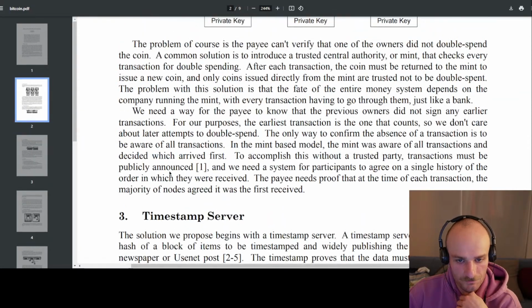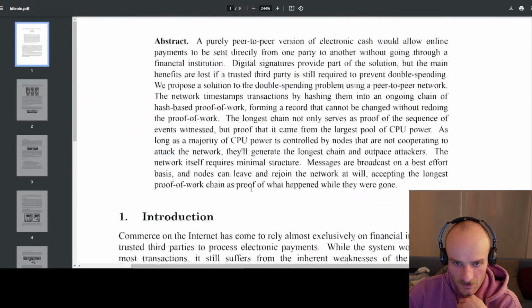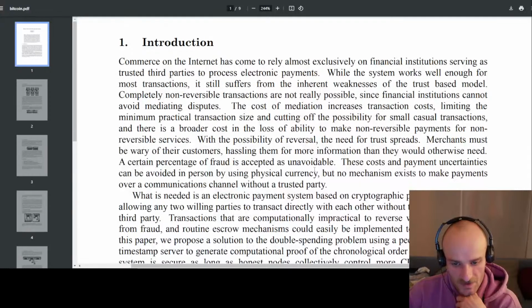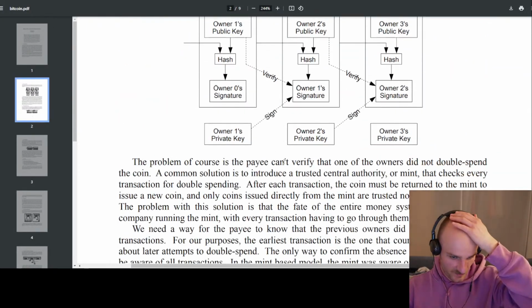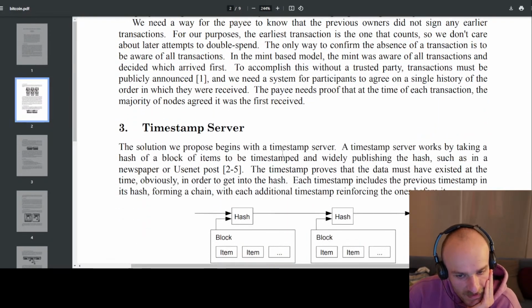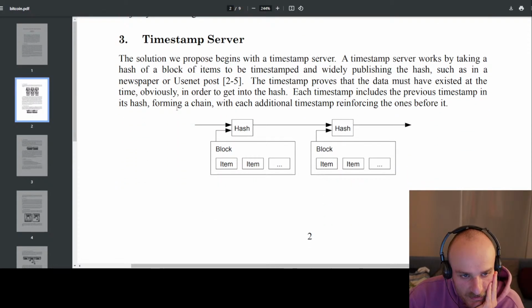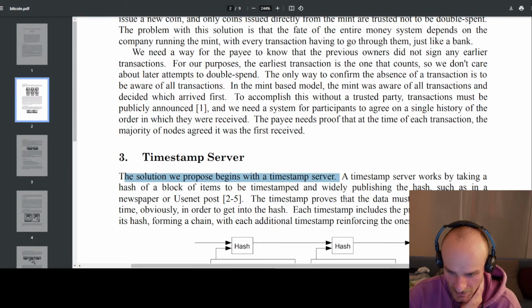Let's go. So here we've seen that the author, who is called Satoshi Nakamoto, we don't know who it is: CIA, NSA, a group of mathematicians, a group of cypherpunks, some kids in Korea. I'm not sure who the hell this Satoshi was. What he says in the third chapter is that the solution we propose begins with a timestamp server. So he starts talking about the solution in this case.